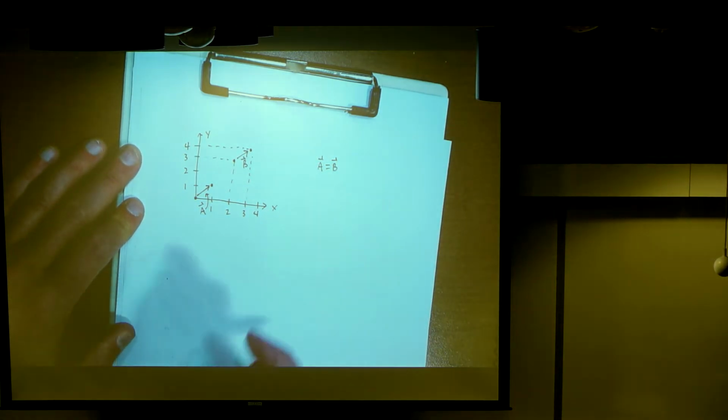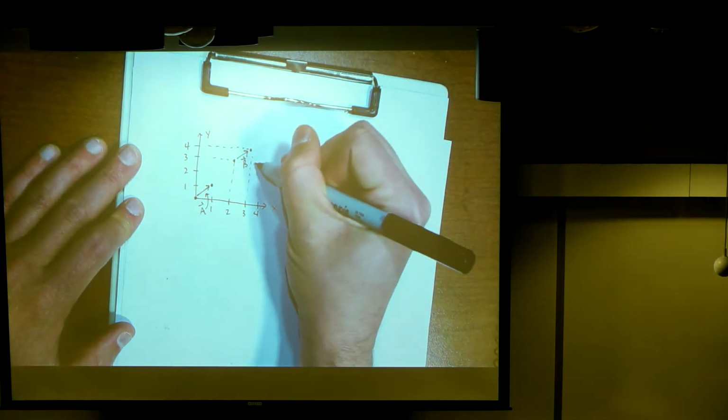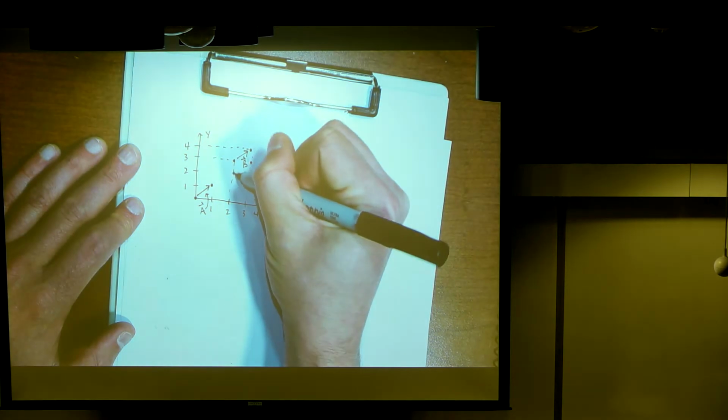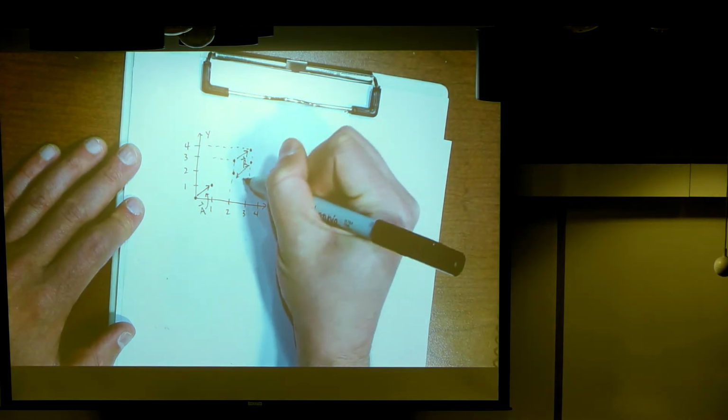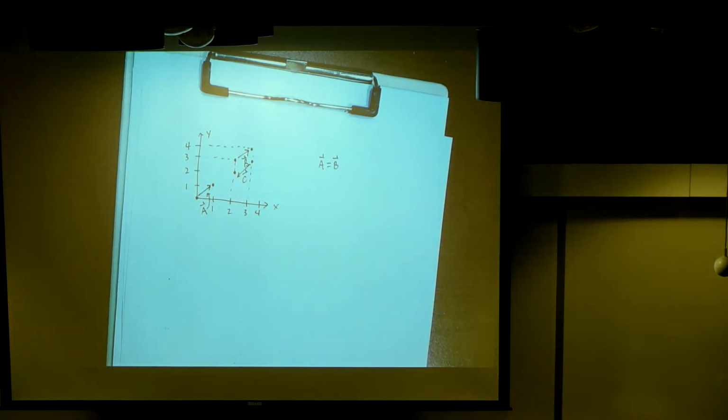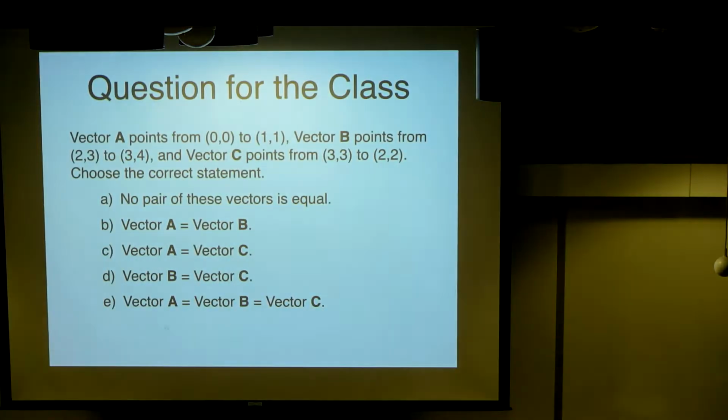Well, vector C goes from the point (3, 3), which is actually over here, and then it ends at the point (2, 2). So the thing about vector C is it points the opposite way to these other vectors, so it's not equal to them. It doesn't have the same direction. Make sense? Okay, so vectors are specified by a magnitude and a direction. That's what we need to know so far.